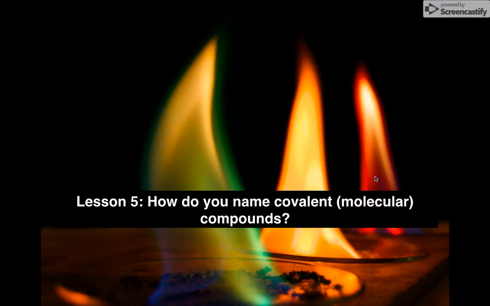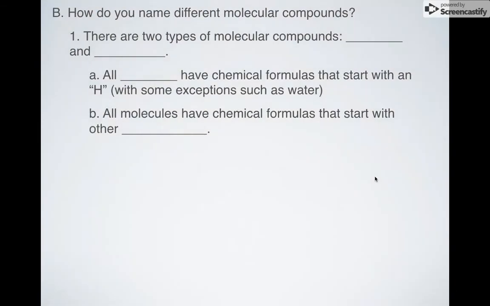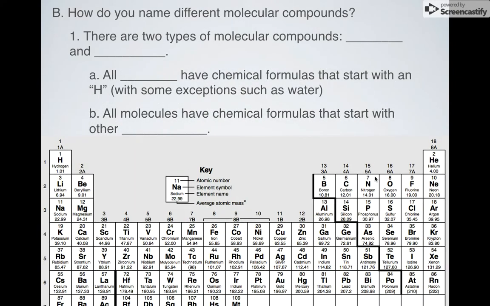Now let's look at how you name covalent or molecular compounds. Thankfully, you don't have to worry about crisscrossing charges or anything. Instead, we just look at the periodic table and realize there are only really 2 types of molecular compounds. We have acids and we have molecules. Anytime you see hydrogen at the front of something, that's going to be an acid. There are a couple of exceptions, one of which is water. H2O starts with an H, but it isn't an acid. It's a molecule.